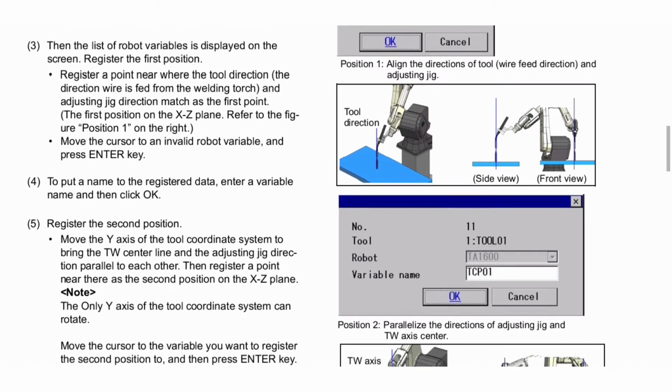Fifth is register the second position. Move the Y axis of the tool coordinate system to bring the TW center line and the adjusting jig direction parallel to each other. Then register a point near there as the second position on the XZ plane. You can see the second position image on the right side. Position second: parallelize the directions of the adjusting jig and TW axis center. Number 11, tool 1, tool 01, robot TA1600, variable name TCP01, OK, cancel.